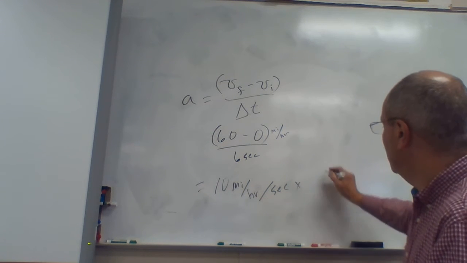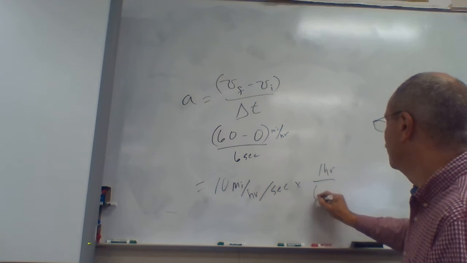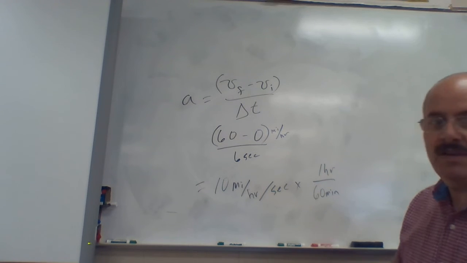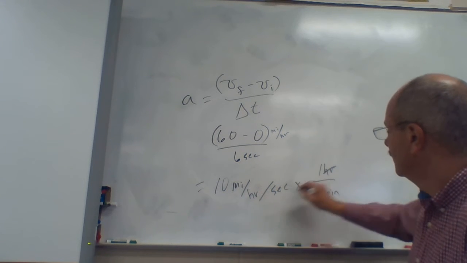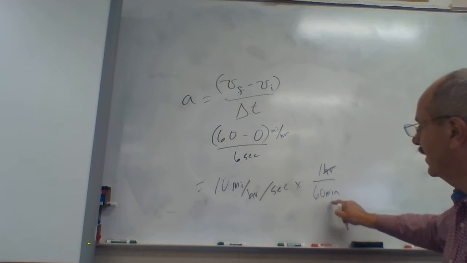So we want hours on the bottom, so we need hours on the top. In 1 hour, there are 60 minutes. We're still using the same ratio. I just had it backwards. So now my hours is on top, hours on the bottom, so I can cross those two out. But now I gotta get rid of minutes.